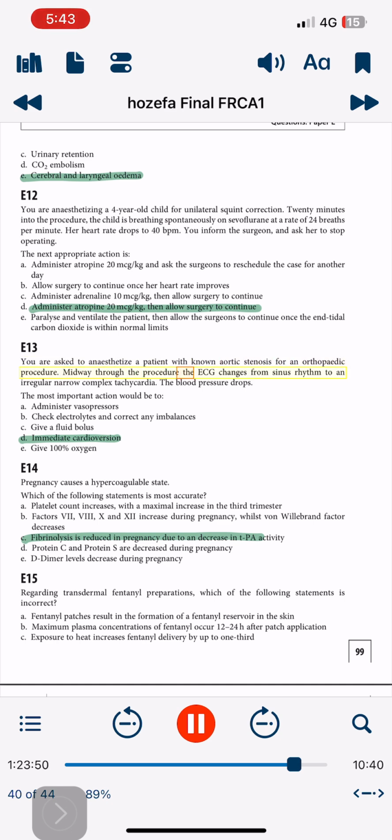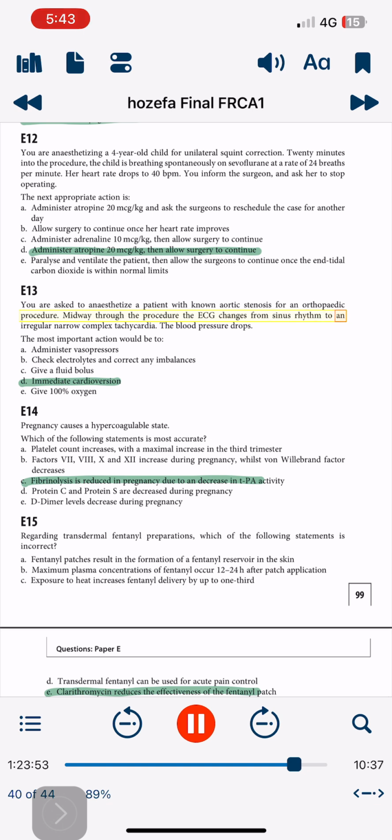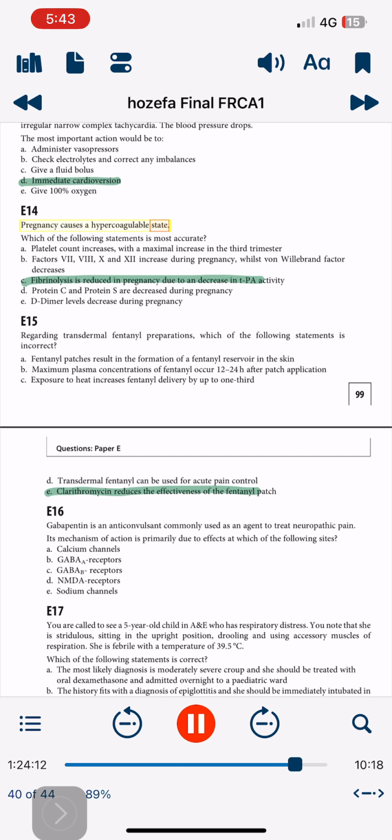Midway through the procedure the ECG changes from sinus rhythm to an irregular narrow complex tachycardia. The blood pressure drops. The most important action would be to A. Immediate cardioversion. E14. Pregnancy causes a hypercoagulable state.